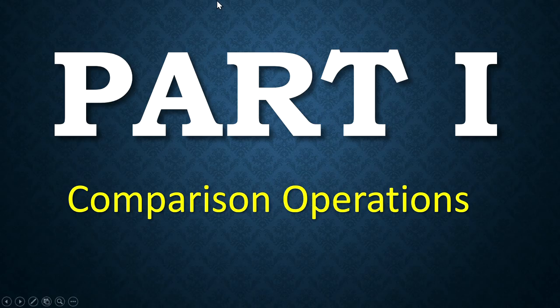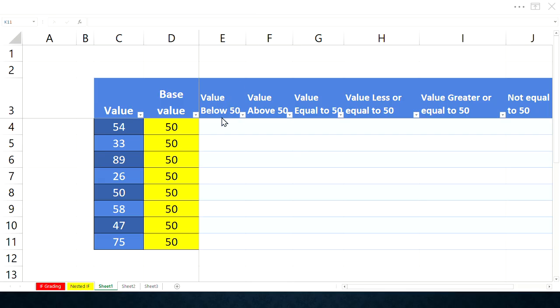In the first part, we're looking at comparison operations. We take, for example, we are going to compare a value in this column to a value in another column. This value compared with this one. And then we shall have a truth table that gives the results according to the comparison. So when I compare 54 with 50, in the first case, we are checking, is it below 50? Is this value below 50? The value in the blue column is being compared with that in the yellow column. Then we put the expression.